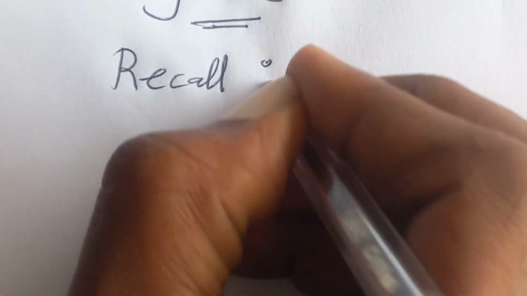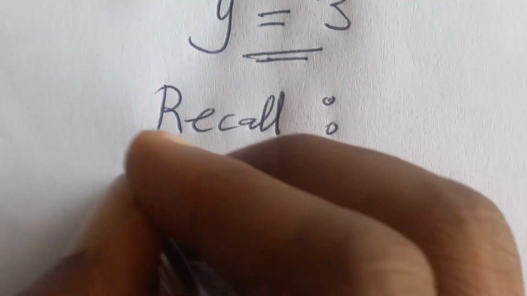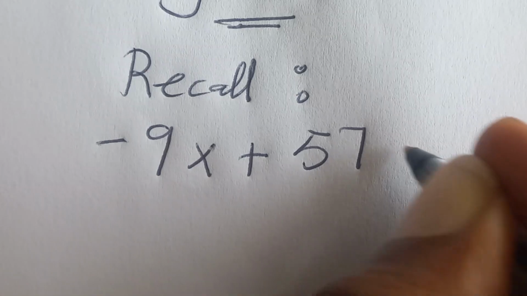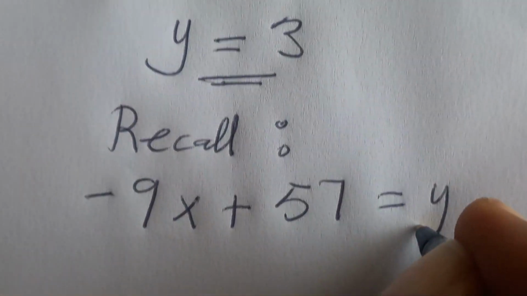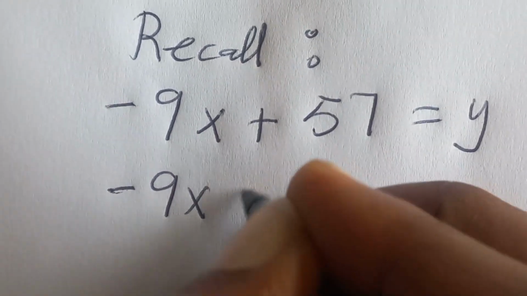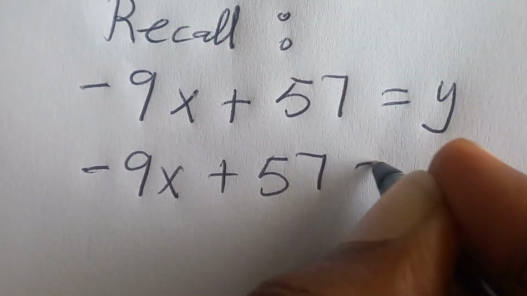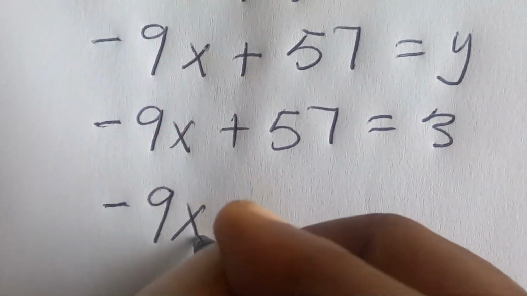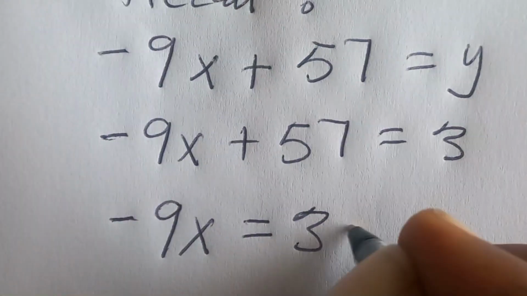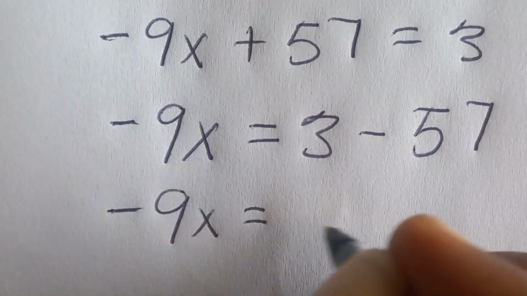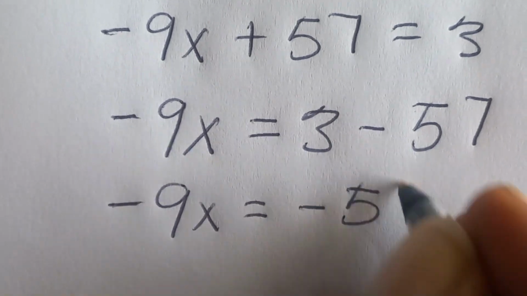Now, let's recall what we said. We said that -9x + 57 was equal to y, and now y is 3. So we are going to get -9x + 57 = 3. So -9x = 3 - 57, which means -9x = -54.